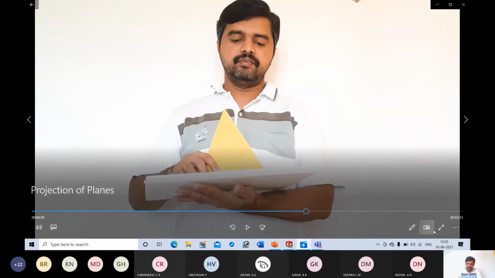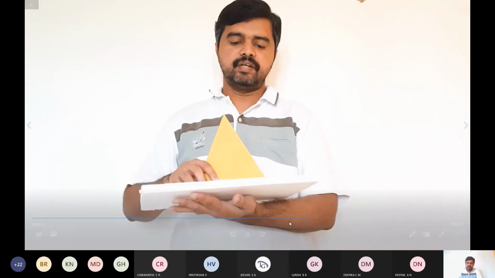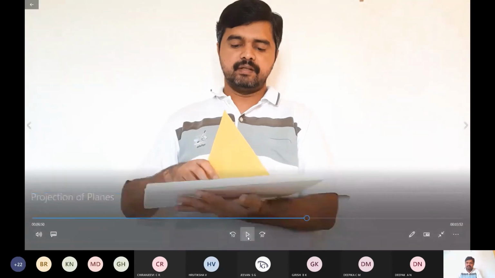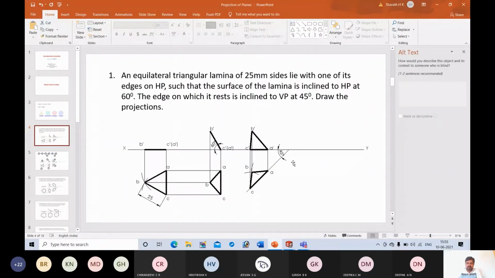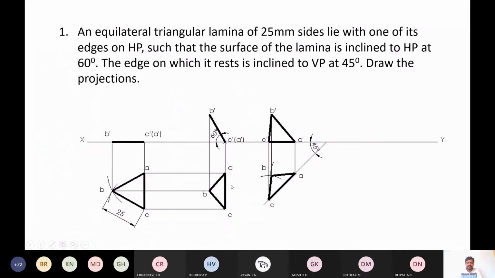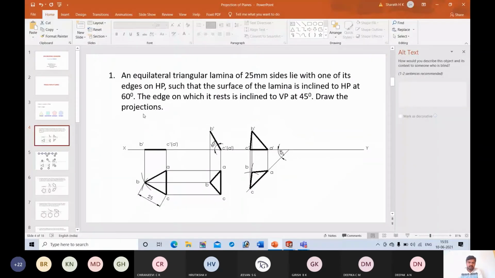Later, next week, I will share this video. By watching this video, you can understand the concepts related to projection of planes. Now we will look at the construction procedure. I will solve this problem using SolidWorks. This is the solution, but there is a procedure in order to get this solution. I will explain that.